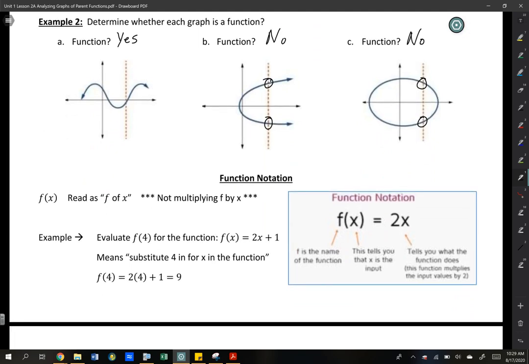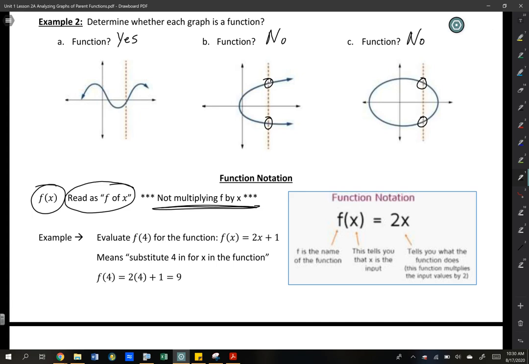All right, function notation. F of x. That's read just the way you see it here. F of x. And I end up saying it really fast, F of x. Right? So I just wanted you to see it kind of spelled out. And it does not mean that you're multiplying f by x. No, no, no. All right?